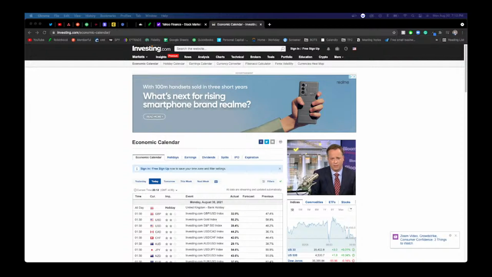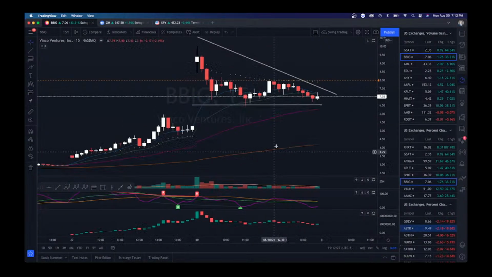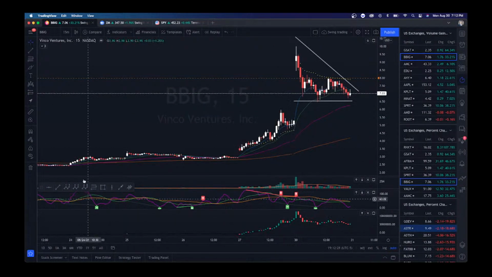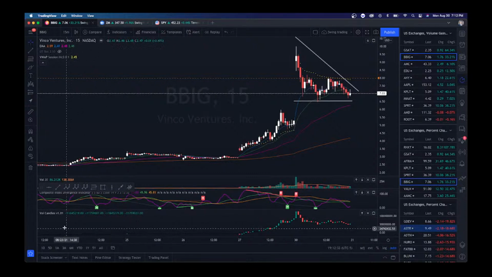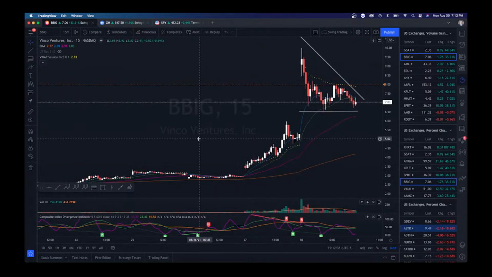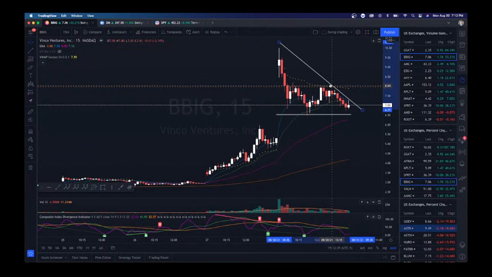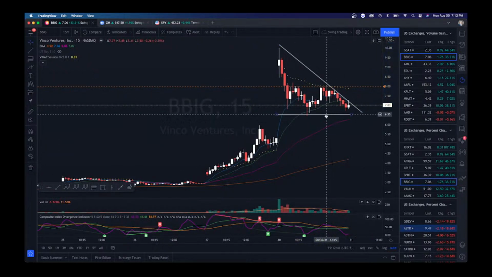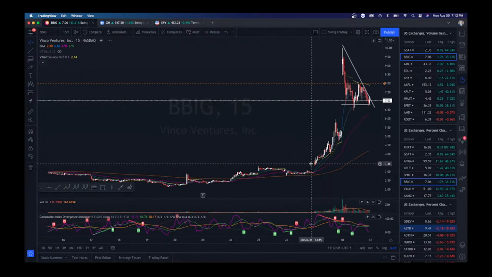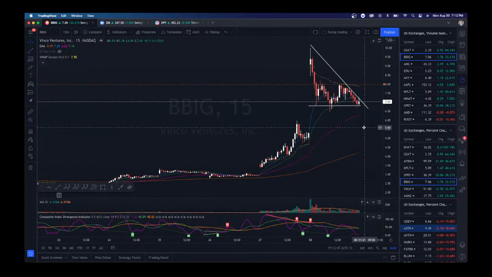So, first off, we can kind of just go over the day. My day consisted of actually watching a lot of BBIG, watching it kind of consolidate in this range right here. Let me pull up a simple quick chart. Textbook bull flag. We'll see how it continues into tomorrow. I'm not sure how it ended the day.